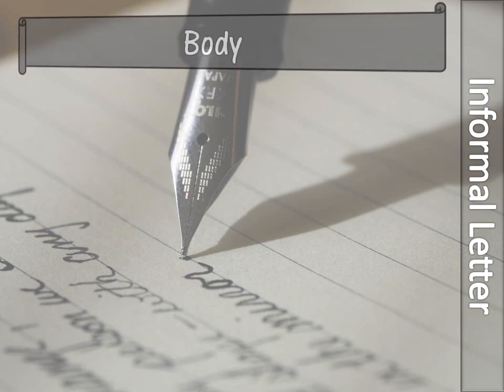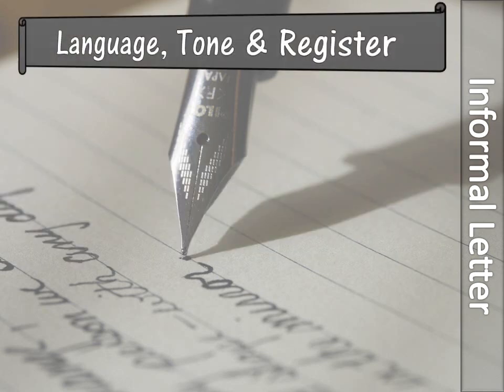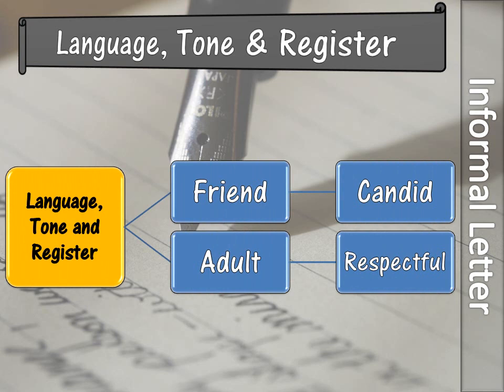A significant part of the letter is the body. Here you are going to develop the theme of the letter. For each content point or sub-theme, form a new paragraph. Adjust the language, tone, and register according to the recipient. With a friend, you can be more candid. However, be particularly respectful if you're writing to an elder.